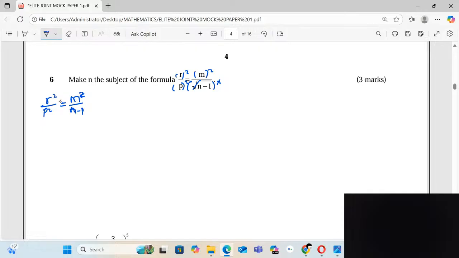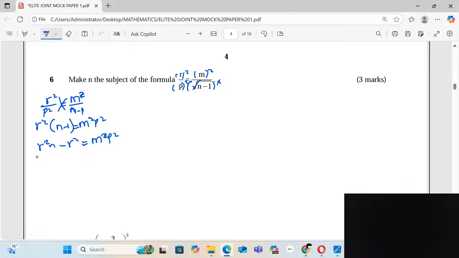Now we can cross multiply, so that we have r squared into n minus 1, equals m squared times p squared, which is m squared p squared. Then we open up this side so that we have r squared n minus r squared is equal to m squared p squared.